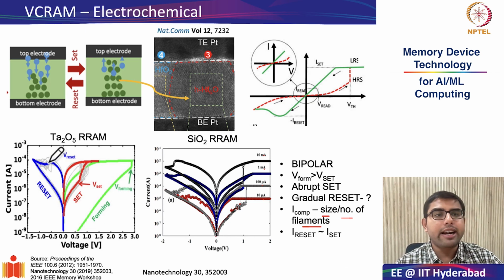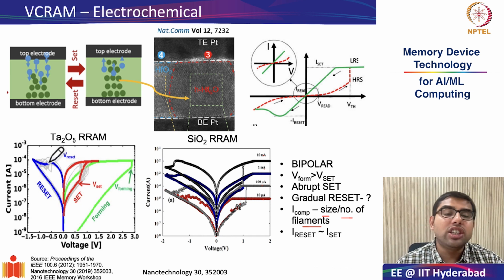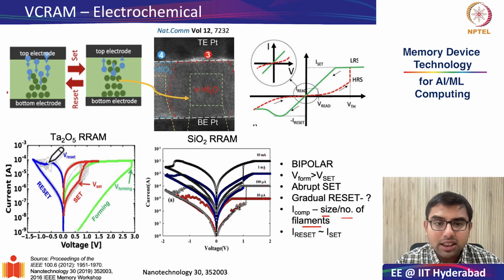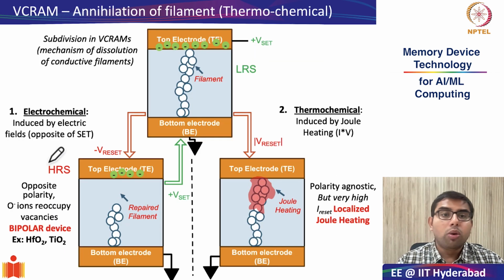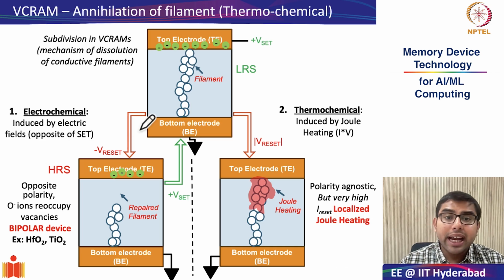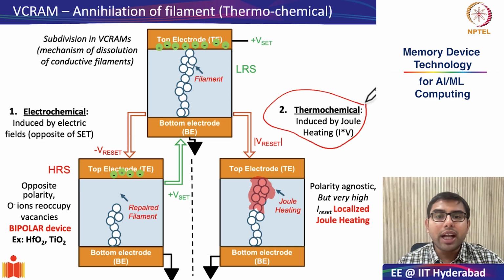And this is quite understandable because the set and reset cycles in an electrochemical VCRAM are just opposite or complementary to each other. They are the same process but happening at two opposite polarities. In one, the oxygen ions are getting ripped out, creating vacancies. In the other, which is the reset, the oxygen vacancies are getting filled with ions. With this understanding, let's move on to the second subdivision in VCRAMs, based on the dissolution of conductive filaments. The second mechanism, as we had studied, was your thermochemical reset.